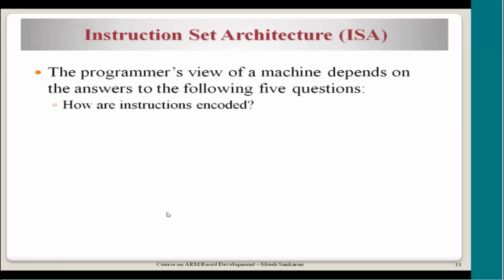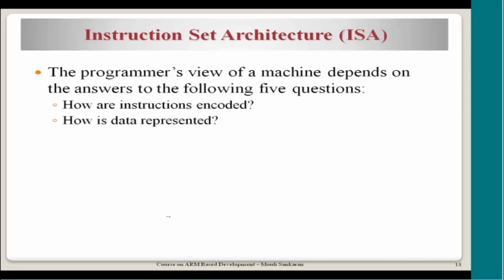Is it an add operation or a move operation, or is it supposed to do a multiplication, or perform a load or store of data in the data memory? So how do we encode this information in the instruction format? Defining a structure for this is part of the ISA, that is, the instruction set architecture. Now, how is data represented?